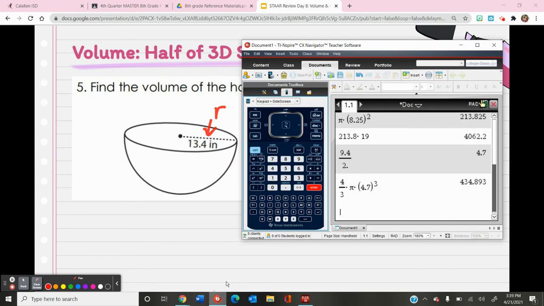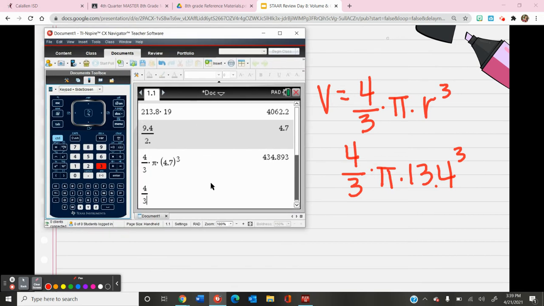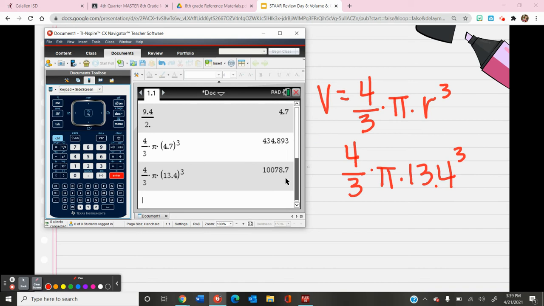So opening up my calculator, I'm going to type in control divide. I have 4 on top, 3 on the bottom. I am multiplying this by pi. And I am multiplying pi by 13.4 to the power of 3. Pressing enter, I find that the volume, if this were a sphere, is 10,078.7.